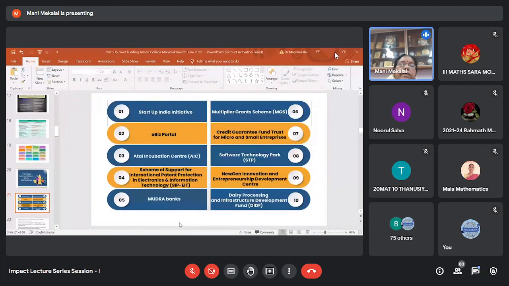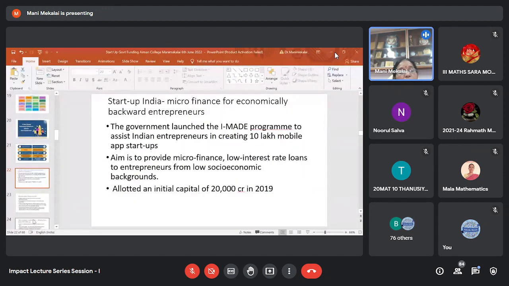So the second part, I'll be spelling out the various schemes available. You have the Startup India Initiative. That is the first scheme. I'll be explaining them one by one. You have the Ebiz Portal, Atal Incubation Center, the Scheme for Support of International Patent Protection in Electronics and Information Technology, SIP-EIT, Multiplier Grant Scheme, Credit Guarantee Fund Trust for Micro and Small Enterprises, Software Technology Park, NewGen Innovation Entrepreneurship and Development Center, and Dairy Processing. You also have Mudra banks. These are the different schemes, so we will see them one by one.